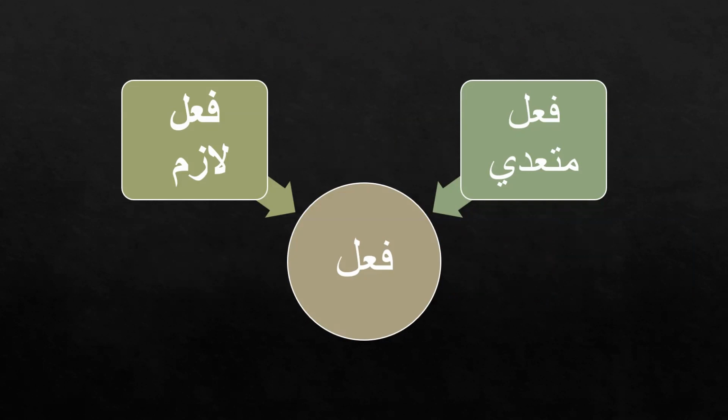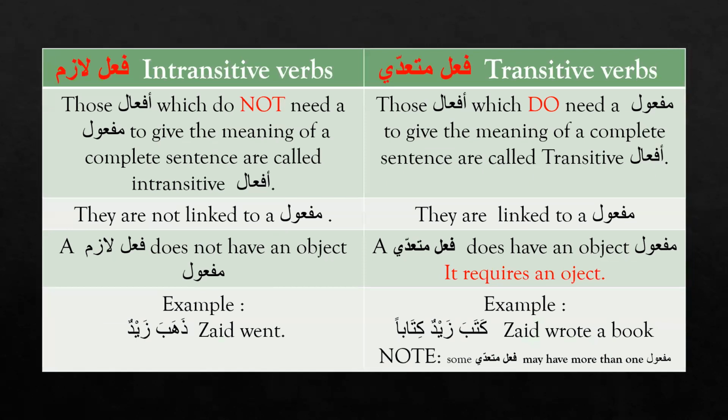Okay, then we also learn about two types of fi'l, fi'l lazim and fi'l muta'addi, and we learned that fi'l lazim is intransitive verbs and fi'l muta'addi is transitive verbs. Fi'l lazim does not need a maf'ul, while fi'l muta'addi always needs a maf'ul, and they are linked with a maf'ul. Like we can write a verb which doesn't need a maf'ul. Like example, Zahaba Zaidun.